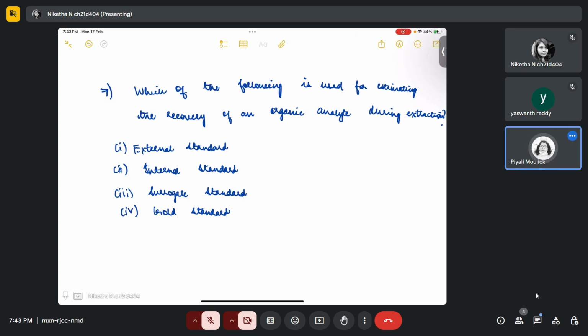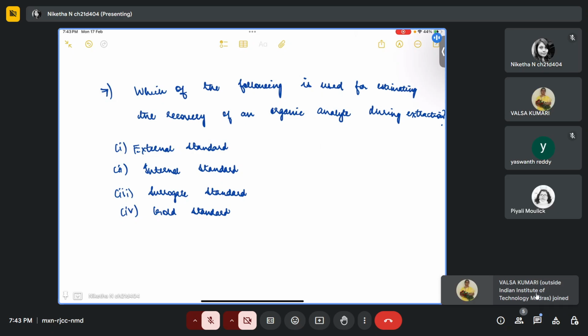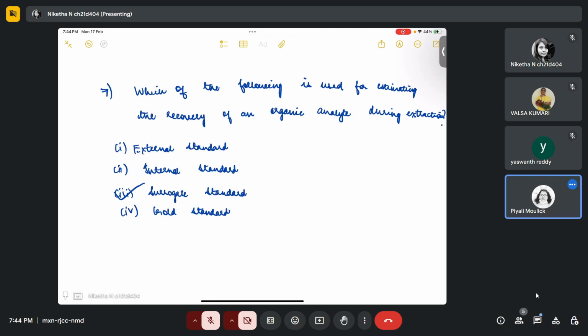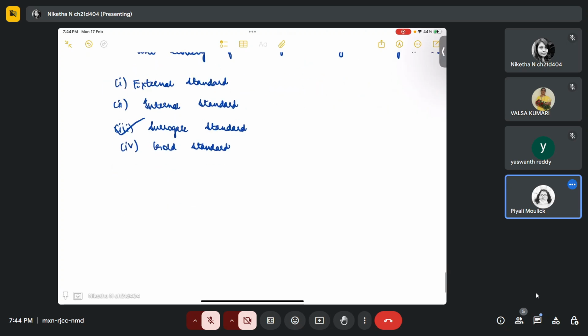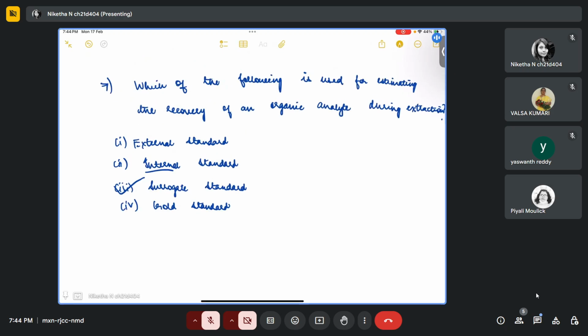One, two, and three. No, actually, internal standard will behave just like the chemical, but it's not exactly used for the purpose of extraction. So, for extraction, we go for surrogate standard. Internal standard means it's the same substance, but surrogate means it behaves like that substance. Understood? Yes, ma'am.